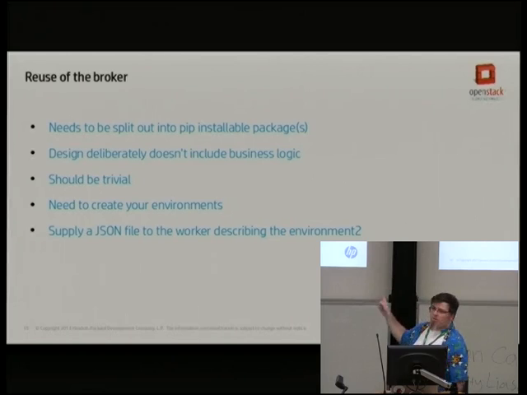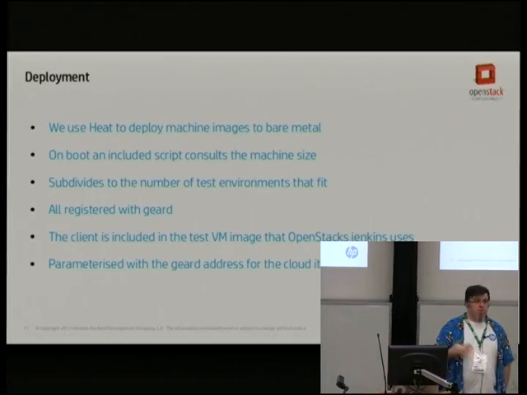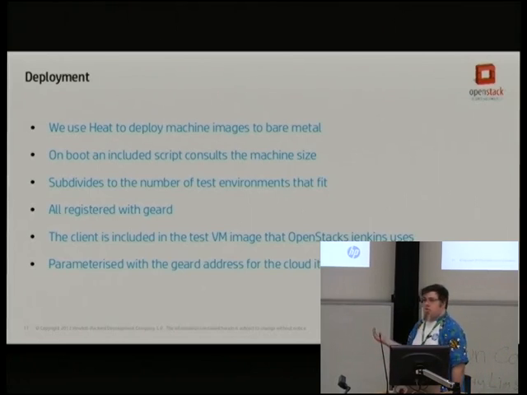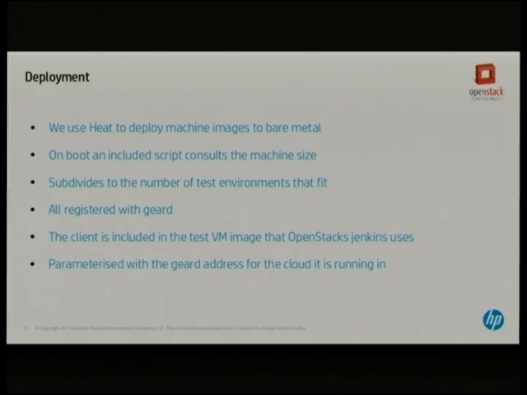The 2 is a typo. It's not actually environment squared or anything silly like that. The way we deploy this ourselves is that we use Heat to deploy the machines that will host the VMs for our test environments. And we have a script in those VMs that interrogates the machine to say, hey, how big are you? 24 cores, 64 gig of RAM. Okay, the environments I've been asked to create are all 2 CPU, 4 gig. I'll divide that out. I can get 6 environments. Yes, 6 environments will fit.